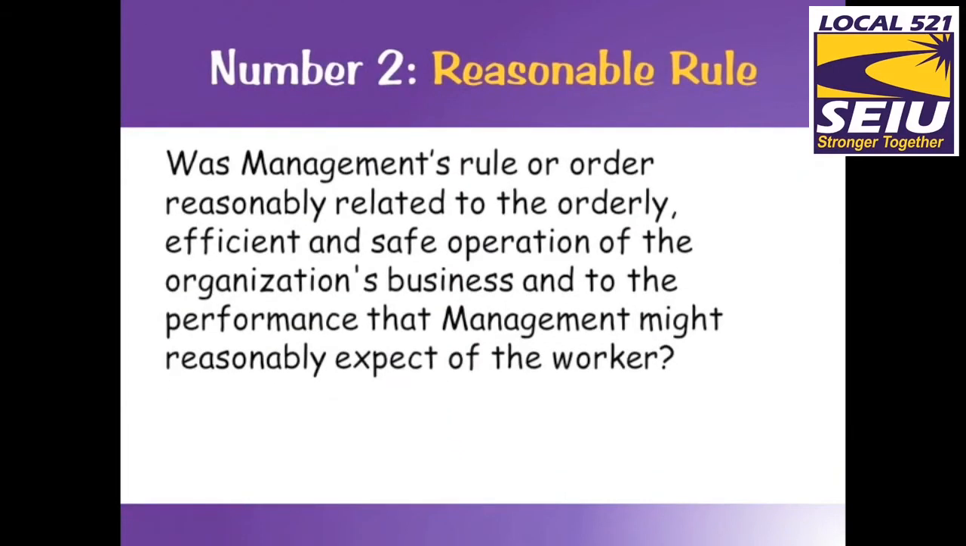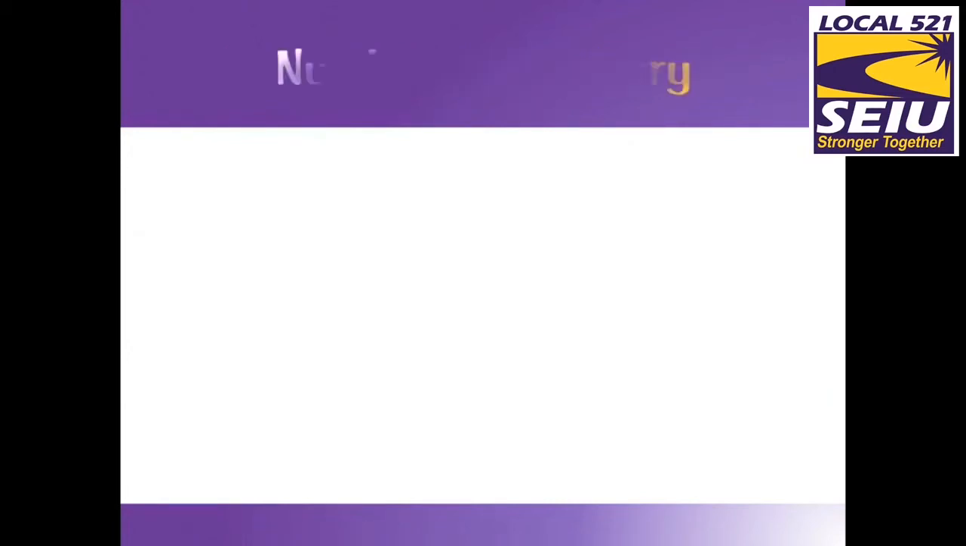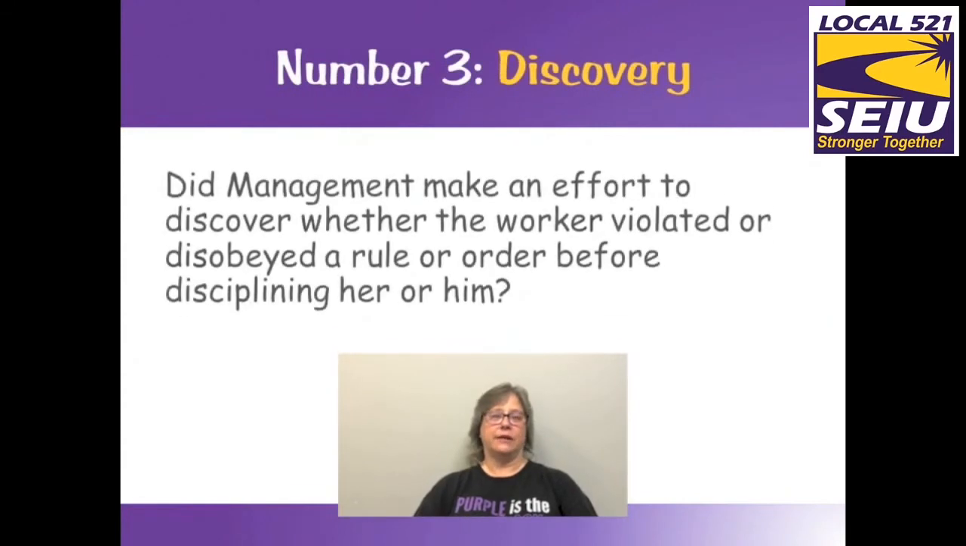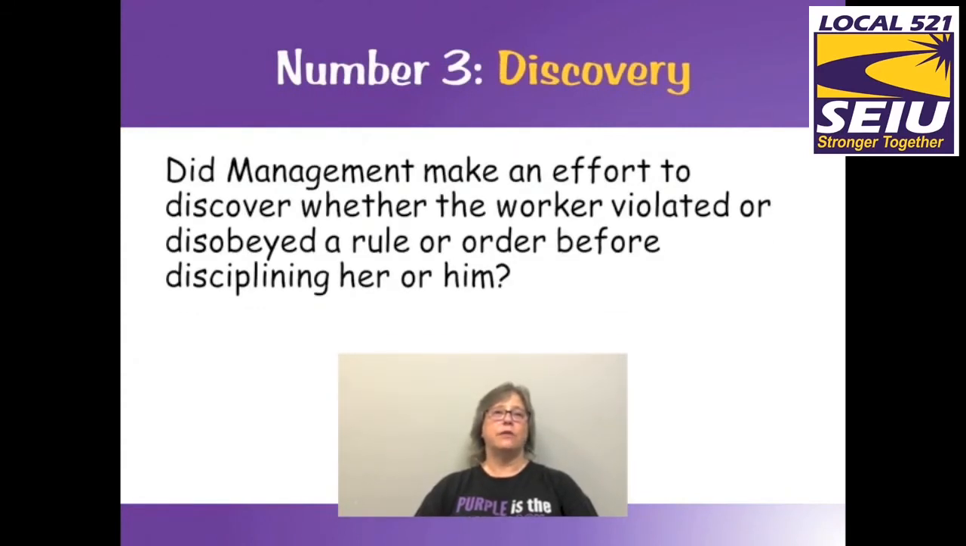Number 2, reasonable rule. Was management's rule or order reasonably related to the orderly, efficient, and safe operation of the organization's business and to the performance that management might reasonably expect of the worker? Sometimes management's expectations are unreasonable. Number 3, discovery. Did management make an effort to discover whether the worker violated or disobeyed a rule or order before disciplining her or him? Or is management acting on a rumor or behaving badly?